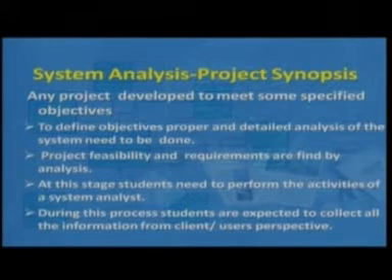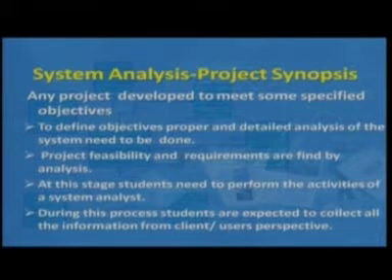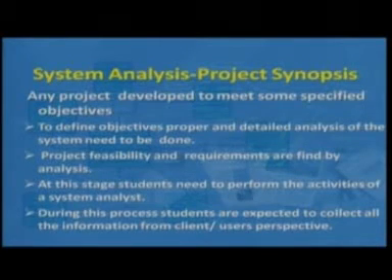Basically, a project synopsis has a very clear objective and a very clear purpose for which you are developing it. Some of the points I have already discussed in the first module of this series. The purpose of this synopsis is to state the proper objective of the system as well as to provide a detailed system analysis.